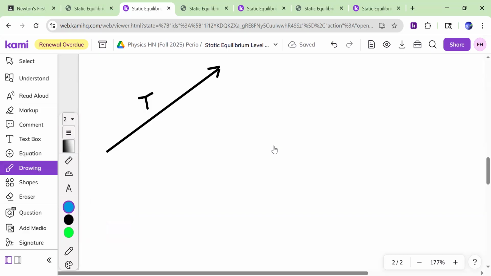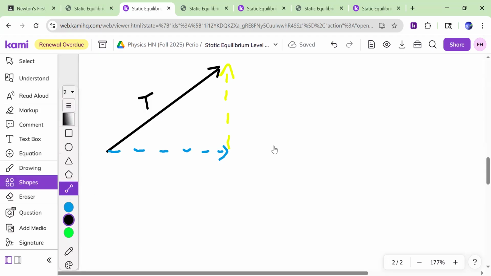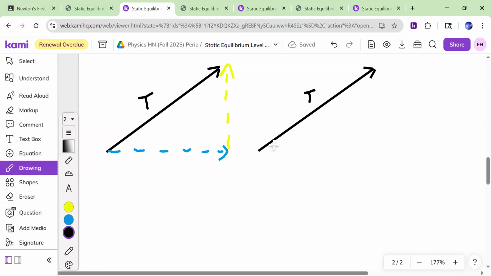Go ahead and give this different colors. You can see my black vector tension has a blue horizontal component, okay, and a yellow vertical component. Okay, now I'm going to go over a couple different ways to describe this, okay? I've got two very similar angles, but I want to make sure that we're comfortable doing this, okay? So I'm going to set this up twice. Just bear with me, okay? We'll see why.